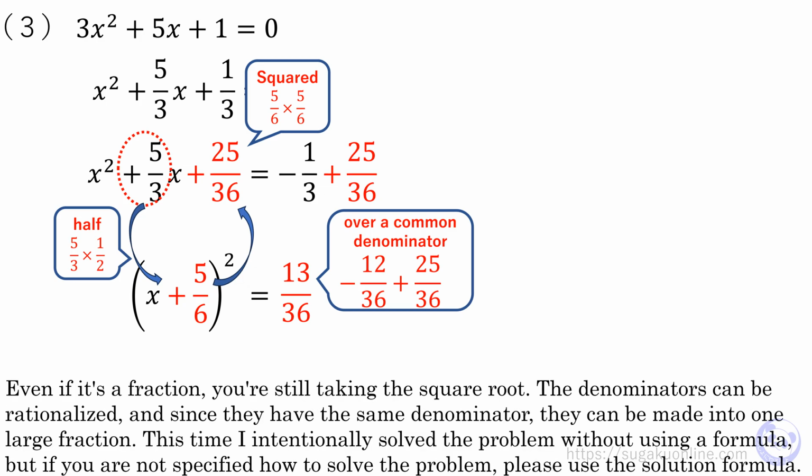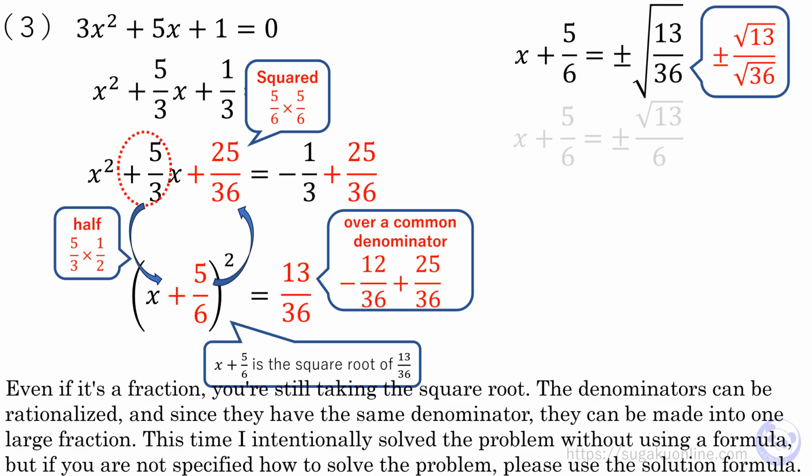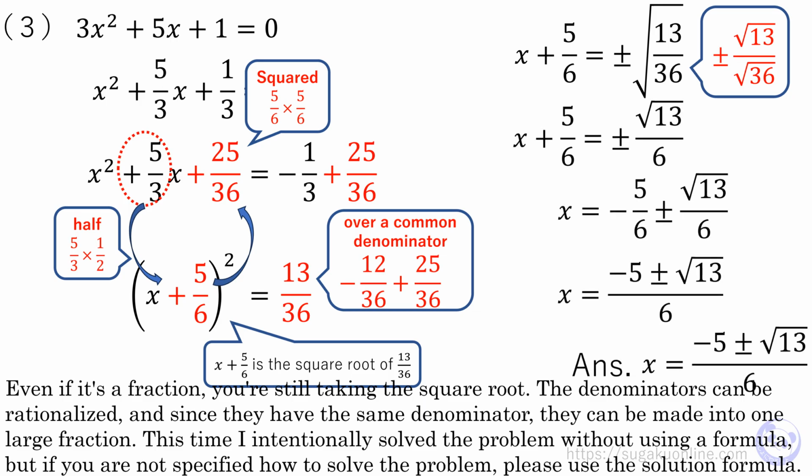Even if it's a fraction, you're still taking the square root. The denominators can be rationalized, and since they have the same denominator, they can be made into one large fraction. This time I intentionally solved the problem without using a formula, but if you are not specified how to solve the problem, please use the solution formula.